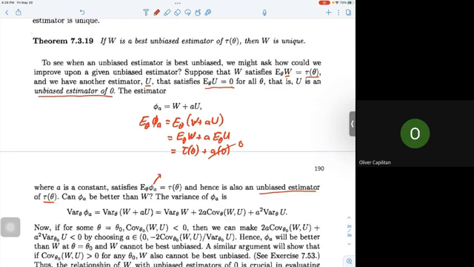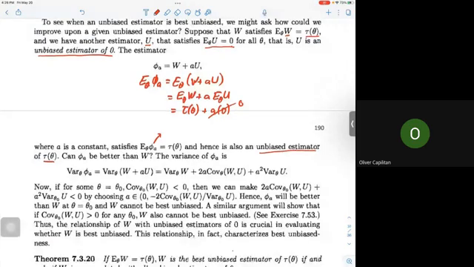So, check the variance. The variance of phi of A, the variance of W plus AU, just substitute it and apply the definition of the variance or property of the variance. So, we have here the three terms: variance of W plus 2A, the covariance of W and U, plus A squared, the variance of U. Property yan ng ating variance.